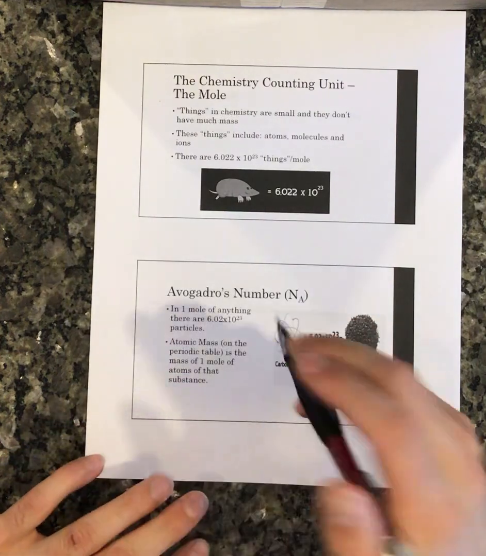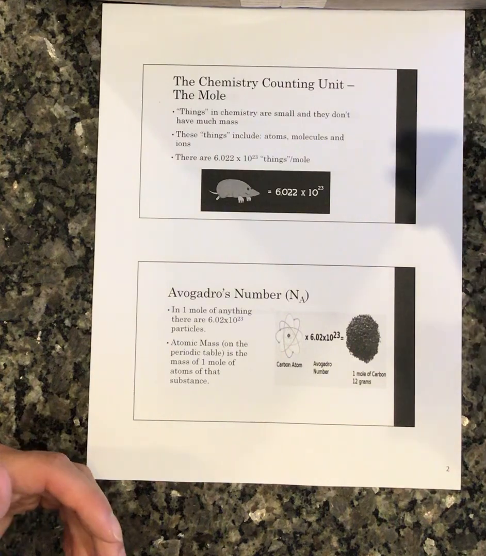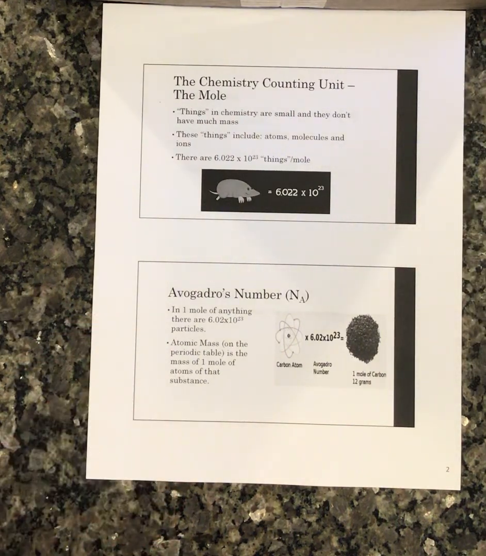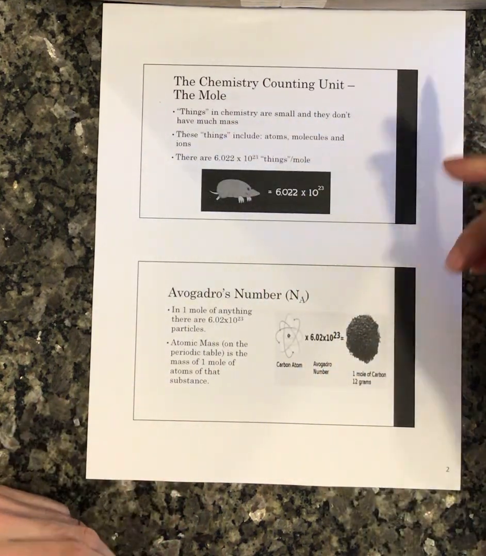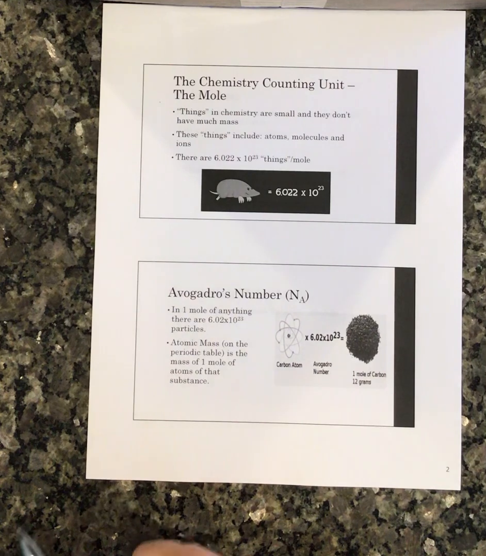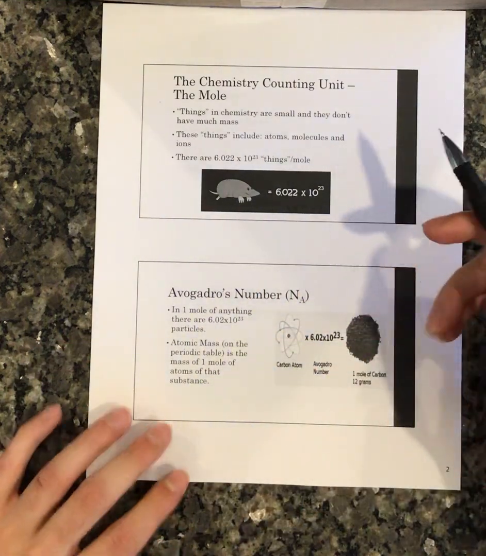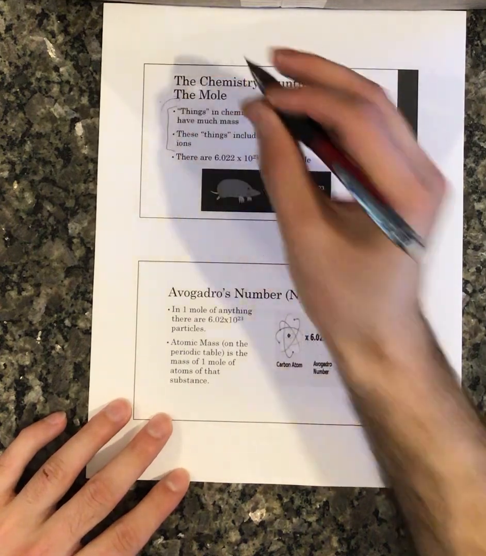Like I said, things in chemistry are extremely small. They don't have much mass. If we're talking about electrons, protons, a molecule of water, it's extremely small. Now these things in chemistry, they could be an atom. I could have an atom of oxygen. I could have molecules of water. I could have ions of sodium 1+. All of these concepts can go back to the mole here.